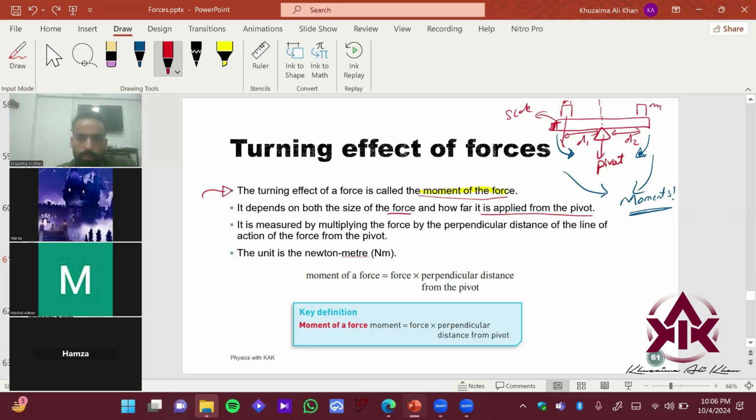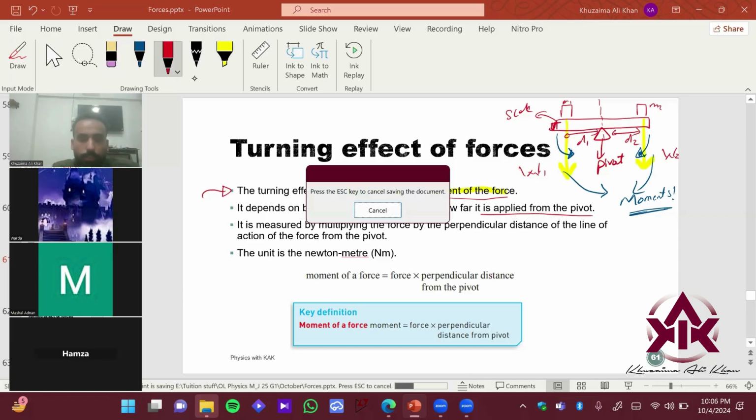Let me just draw using highlighters. What is weight one over here, right? What is weight two? So it depends upon the forces also, right? This is weight one, which is also a force. This is weight two. So it depends upon the force magnitude and how far away they are from the pivot, right? So if I want to define this, the formula for a moment of a force.